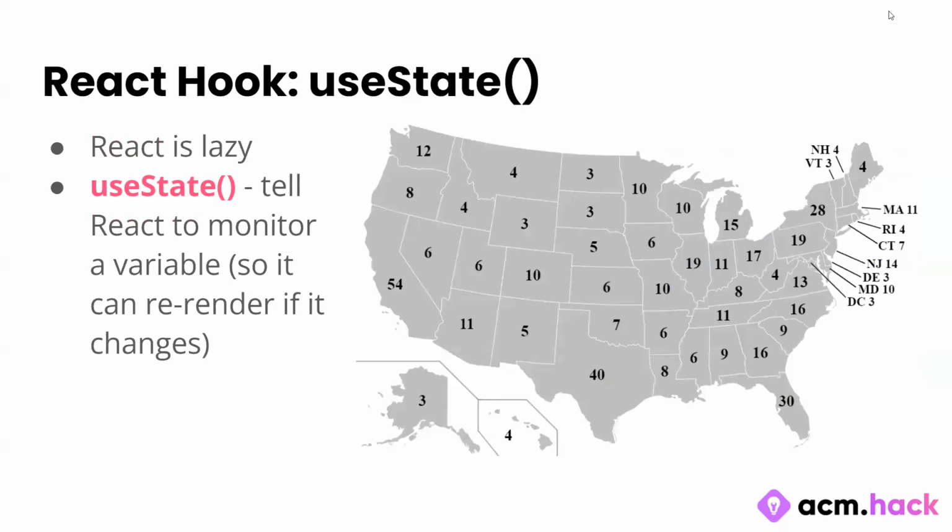Okay, so let's get into why we actually need useState. By default, React is pretty lazy, meaning that it will render everything once, and then it will attempt to never have to render anything again. So with useState, we're effectively telling React to create a variable that is part of a component, so that if that variable changes, the component should re-render.